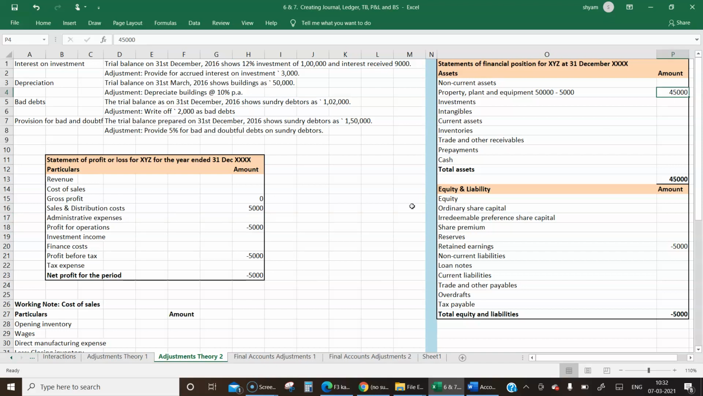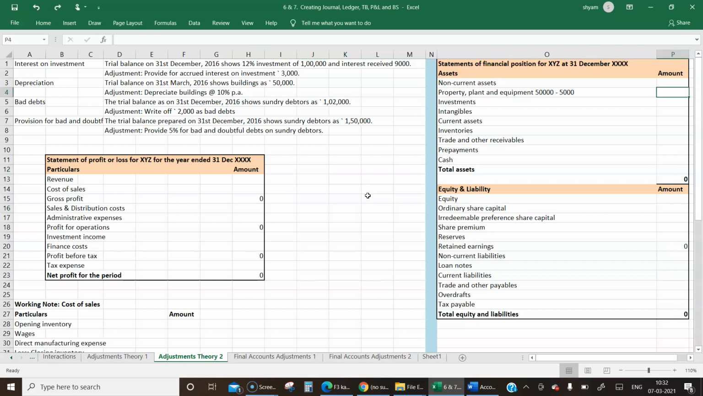In a lengthier problem it usually gets tallied quickly, but in this type of problem it takes a little bit of time to understand. Hope you got the idea here. One adjustment has already been done on the asset side, so minus 5,000 has been done. Here it is a cost, so this cost of minus 5,000 is entered in the SOPL. That SOPL number flows to the retained earnings number, and that also comes to minus 5,000. So that's about depreciation.